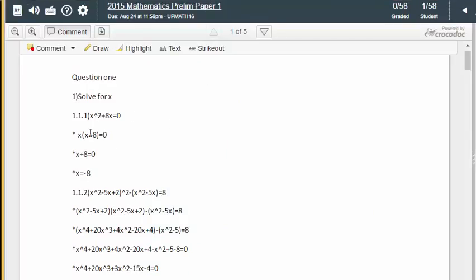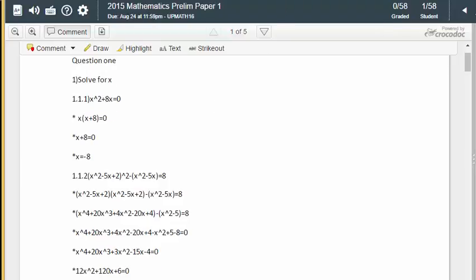One submission is exactly what you did. You factorized, but then you only took one of the answers and made it equal to 0. Remember, there should be 2 answers because there's an x square. The square will tell me there's 2 answers. If it was x cubed, a 3, there should have been 3 answers. When it's x to the power of 4, there should be 4 answers. So there should be 2 answers. In this case, one is minus 8 as you did.